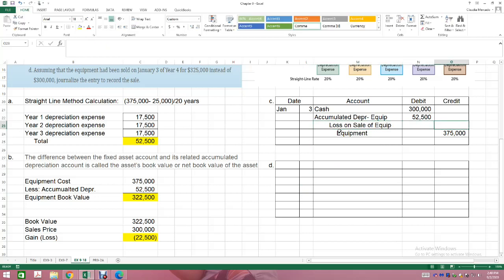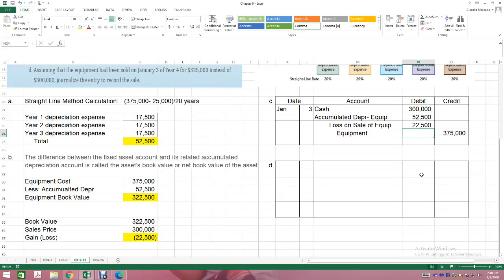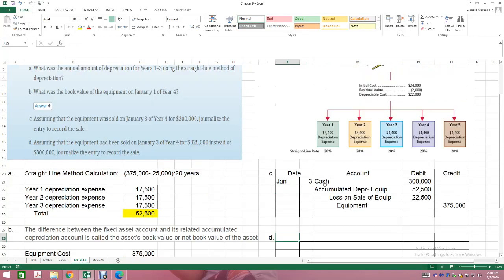If we have a loss, we are going to debit the loss on sale of equipment account. And we have a loss of $22,500. We sold the piece of equipment for less than what we had it in our books for. Remember, debits need to equal credits. Usually I'm using Excel. I can just highlight them, and then it tells me down here my sum of $375, which is what I have on this side. So that is requirement C.